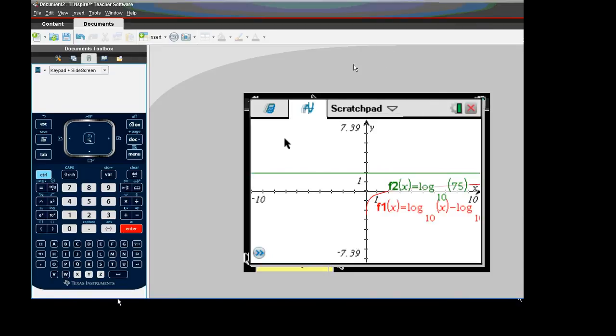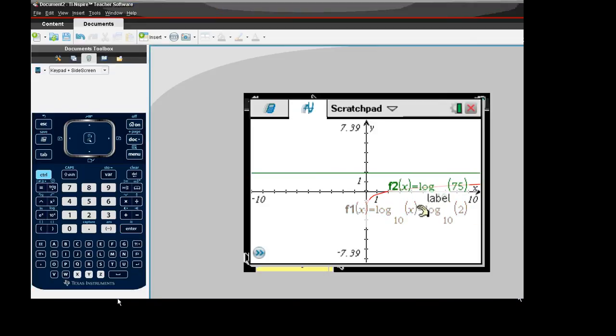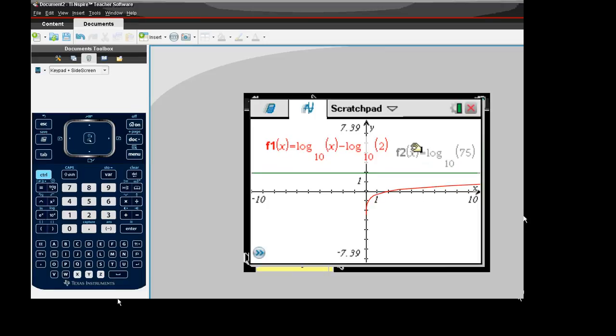Okay, so you may notice that the second graph popped up there. I had done a little typo there on that previous thing. And so here's our graph. So in red you can see log base 10 of x minus log base 10 of 2. In the right side in green we've got log base 10 of 75. So we want to look at the intersection. We can see that it's probably off somewhere on the right hand side of the screen.